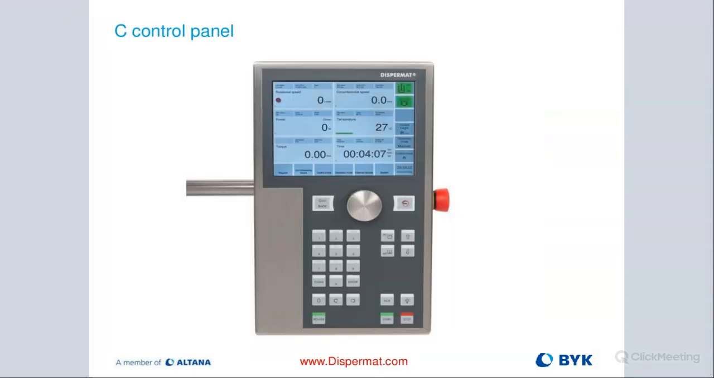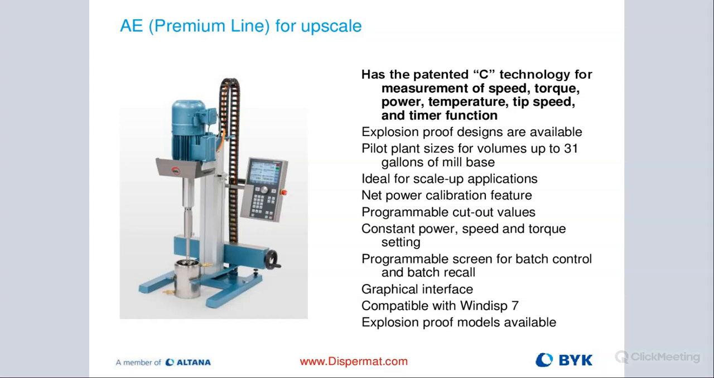Then we have the C control panel, what I talked about earlier, that gives you all the important information. That's especially useful for upscaling, right? If you want to go to a pilot scale or manufacturing, then you get all the really important data points here. So that can be very helpful, and the data storing.